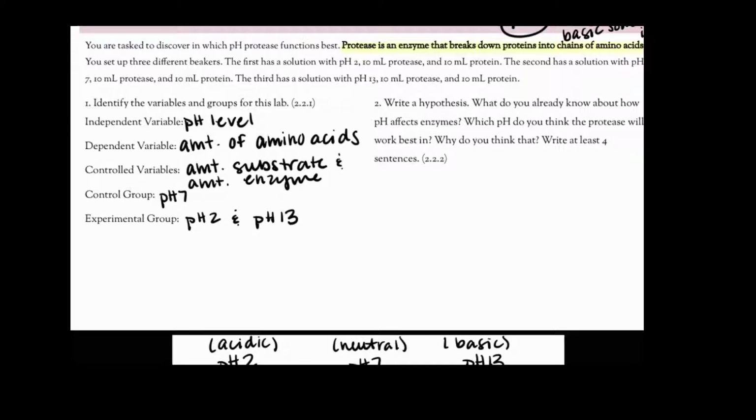All right, number 2 says write a hypothesis. What do you already know about how pH affects enzymes? Which pH do you think protease will work best in? Why do you think that? Write at least 4 sentences. All right, I'm going to zoom in here a bit.